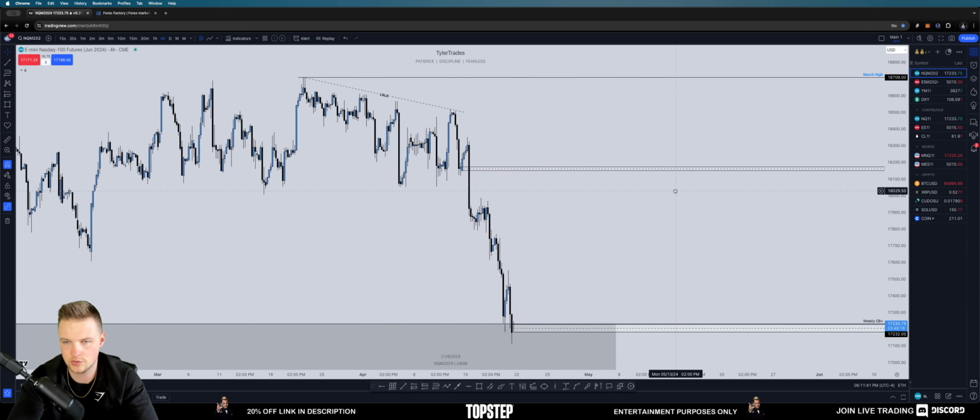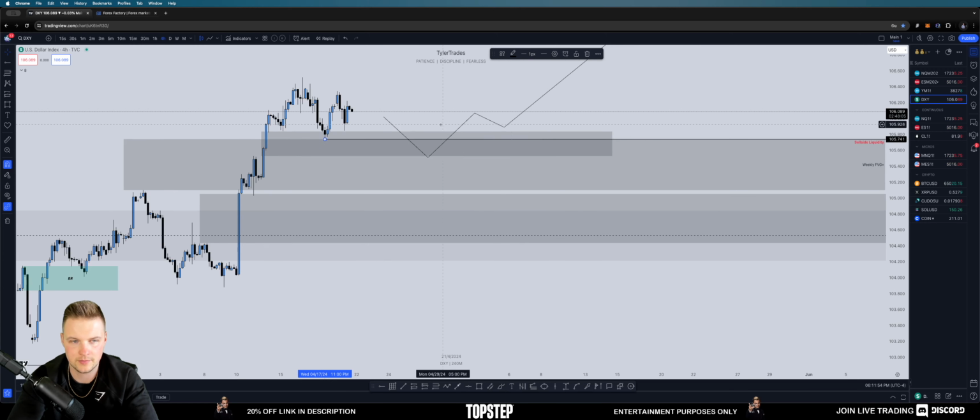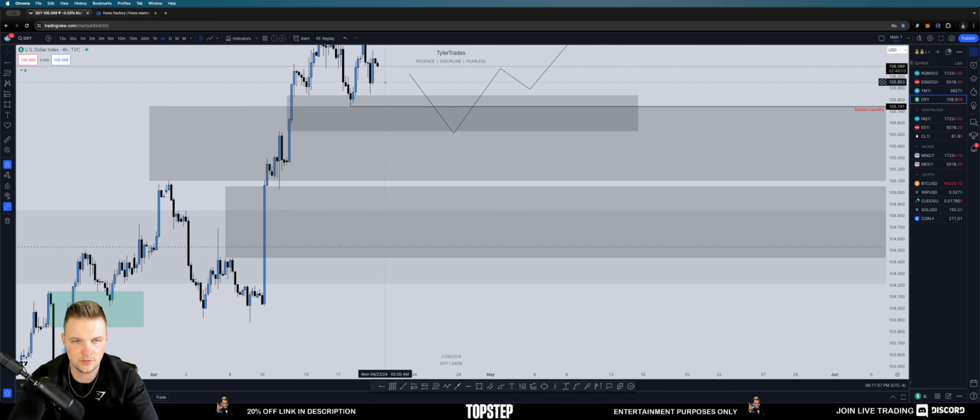Again, I think it's going to more so depend on dollar, right? So what I'm more interested in is what dollar does with that weekly low, right? So I guess I can mark that out as well while we're here. This weekly low right here, this sell side liquidity level, previous weekly low, this is really what I'm focused on.